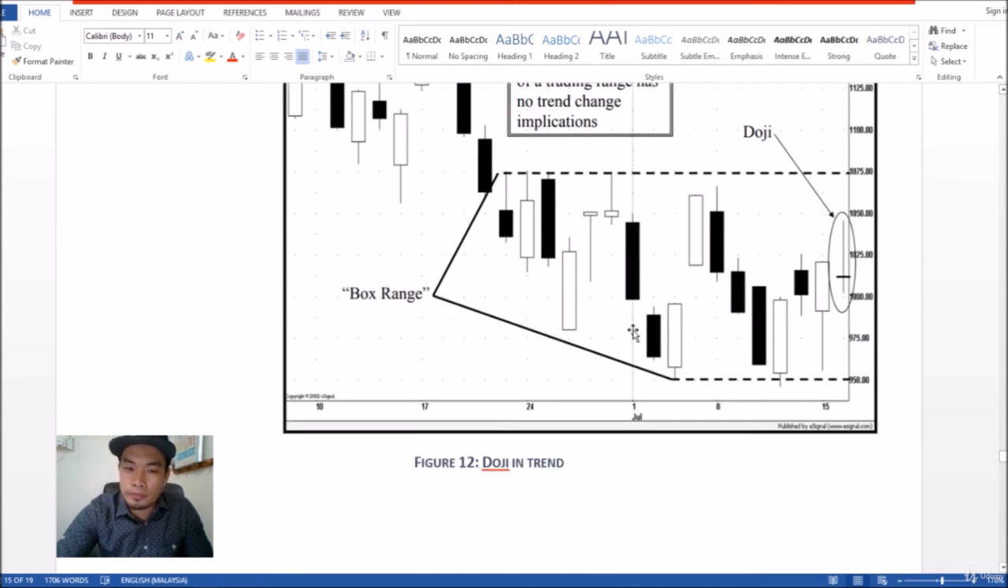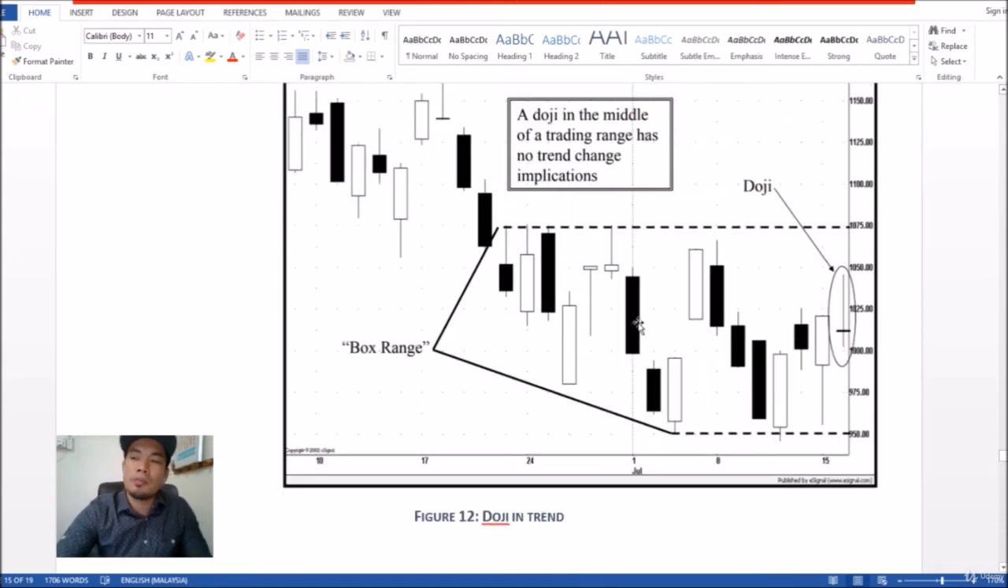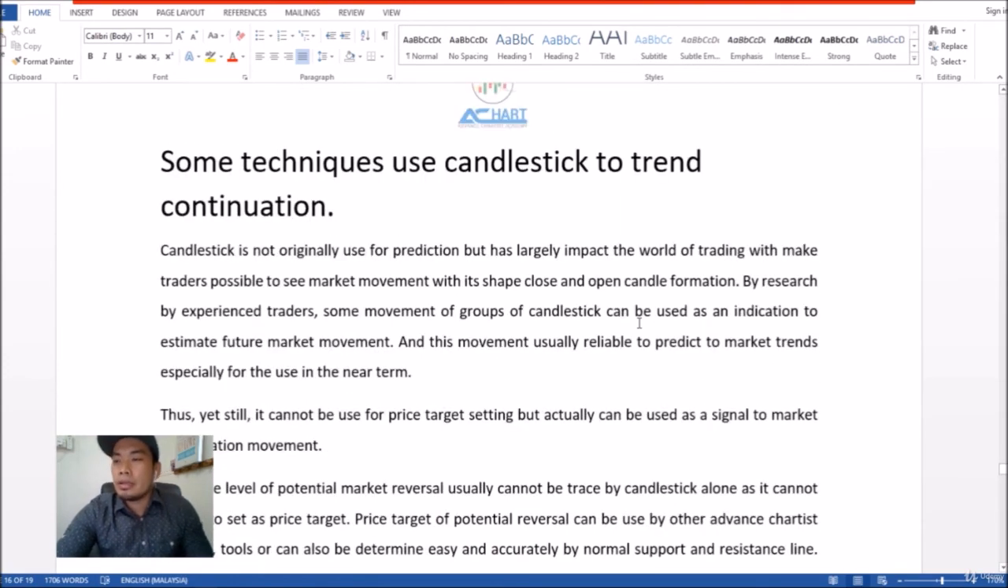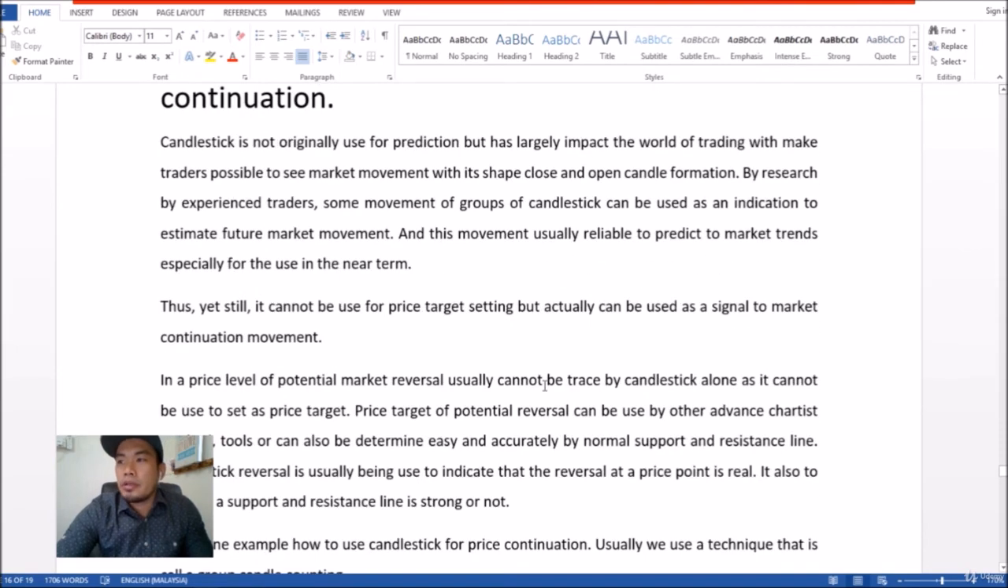But you have to remember that after a doji forms, the next candle is very crucial in determining the real direction of the trend. And these are some techniques that forex traders and other financial traders use to analyze the markets.